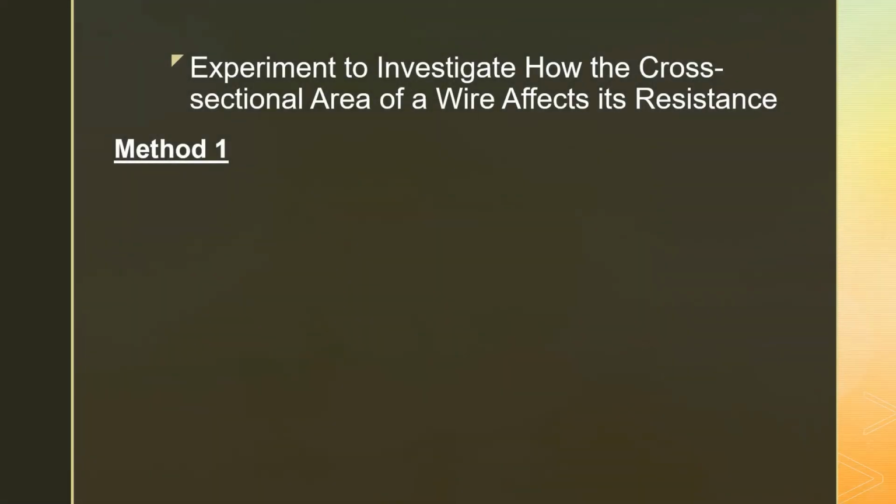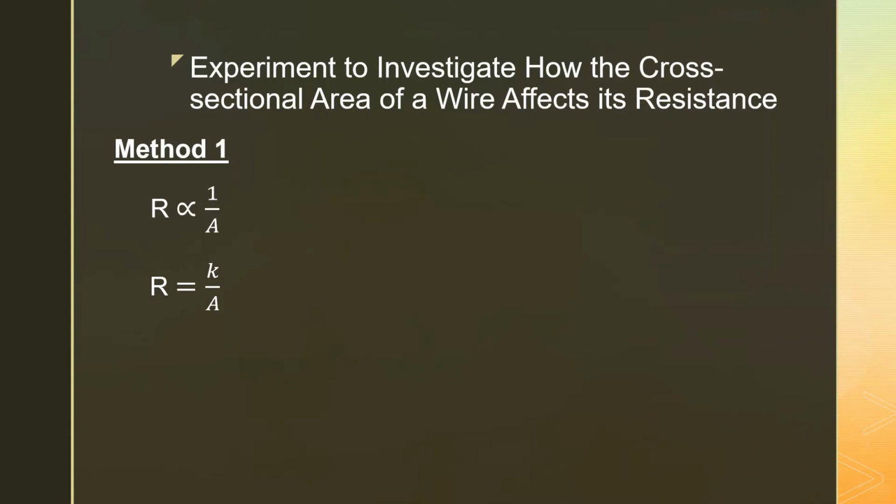So method one for determining whether or not our data shows an inverse relationship is by plotting a slightly different graph. And I'm going to show you why we would do that. So we've got that R is proportional to 1 over A. So from your maths, you should be happy now with the fact that R is equal to K over A. So I've had to introduce this constant of proportionality, K.